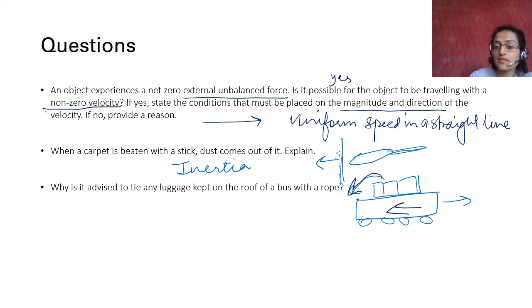The force is in this direction. Then the luggage will have the tendency to remain moving in a straight line. Therefore, it will have a tendency to move forward and to fall forward. So that is why, when it is tied with the rope, it becomes one system. So वो बस के साथ ही आगे जाएगा या पीछे जाएगा, right?